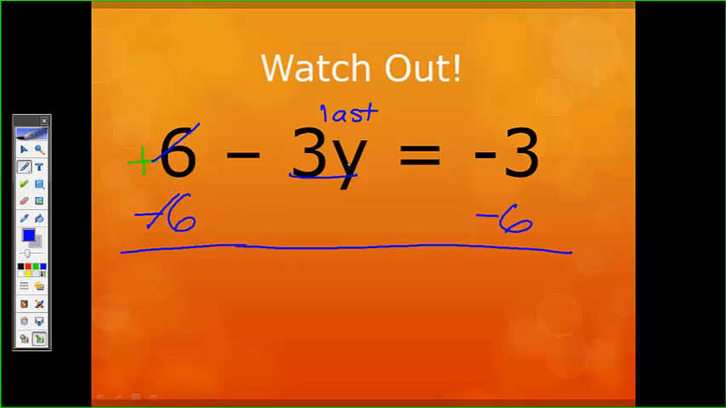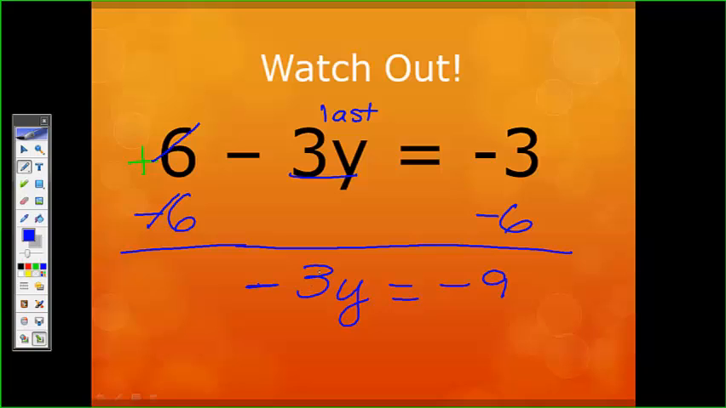Be very careful. Now I'm going to bring down 3y. But 3y here is actually negative. So I need to make sure I bring down -3y. Do not forget the symbol. Do not forget the symbol. -3y is equal to -9. -3 minus 6 is -9.